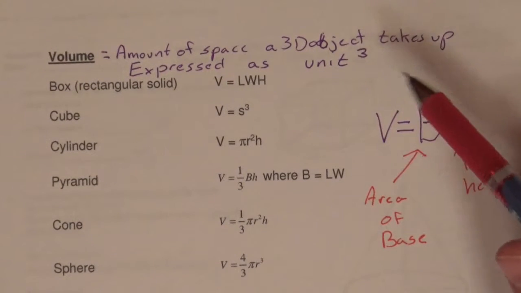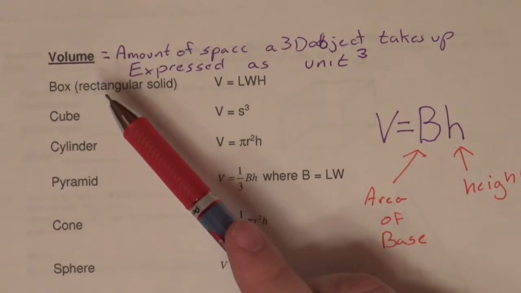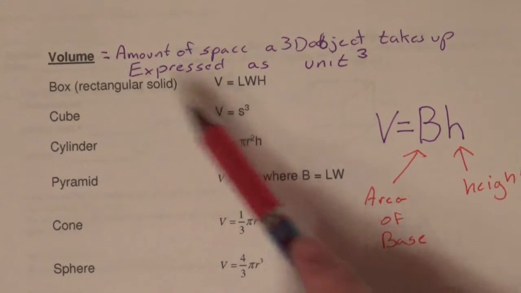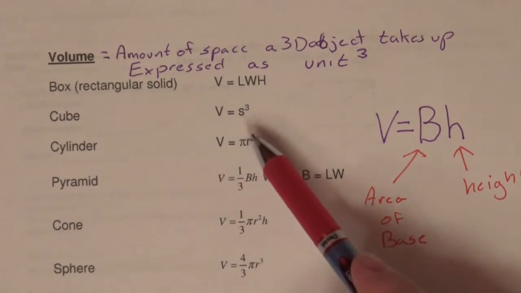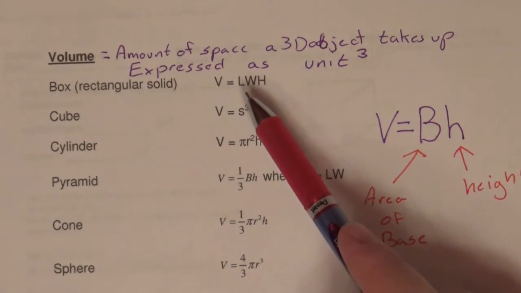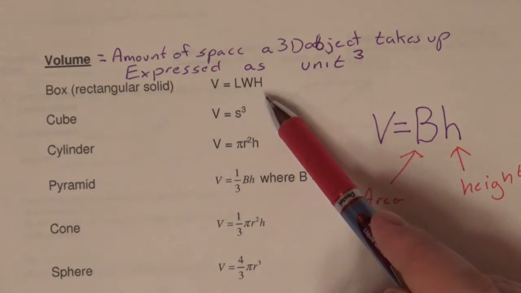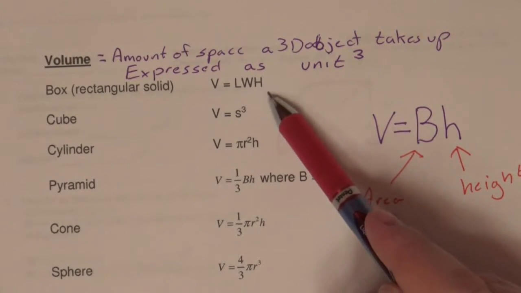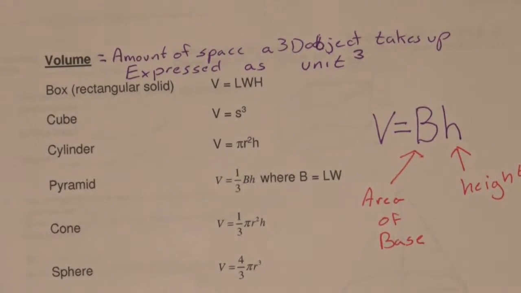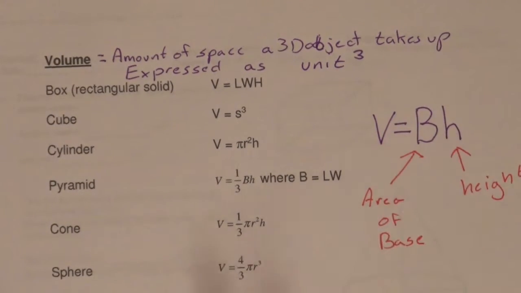Now, I will tell you this. Notice that I have a volume for a box, and then a volume for a cube. If you can't remember the one for a cube, the box one will always work. If you have a normal rectangular box, it doesn't matter what shape the box is, this equation right here will always work. We are going to come back to this topic a little bit later in the video.